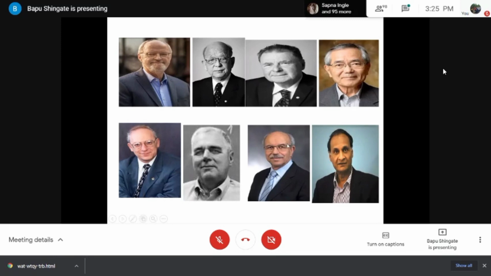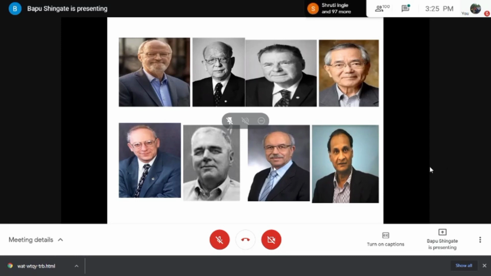Then this person changed the scenario of total synthesis of natural products. He has written several books, as well as discovered several natural products. He is K.C. Nicolaou. Whatever retrosynthetic concept there was, he modified that retrosynthetic analysis concept, and he has written the book Classics in Total Synthesis.